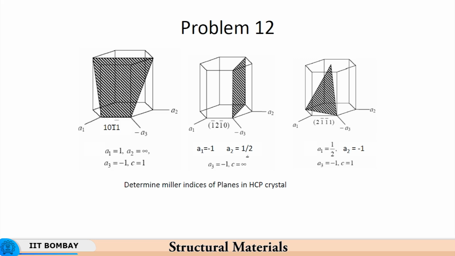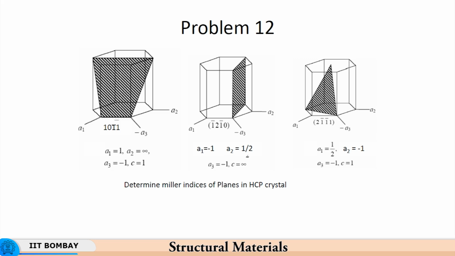So, you have -1 as the A1 intercept, half as the A2 intercept, -1 as the A3 intercept. Because this is the minus A3 direction, the positive A3 direction is in that direction, right. So, A3 is -1 and C is infinity. So, the corresponding reciprocals are -1, 2, bar 1 and 0.